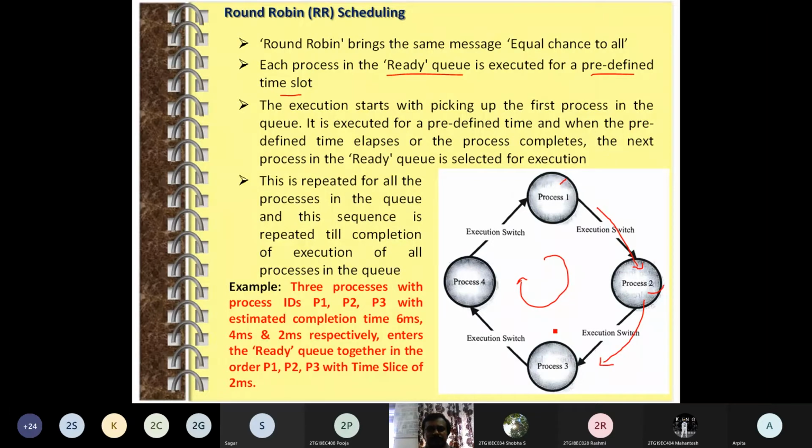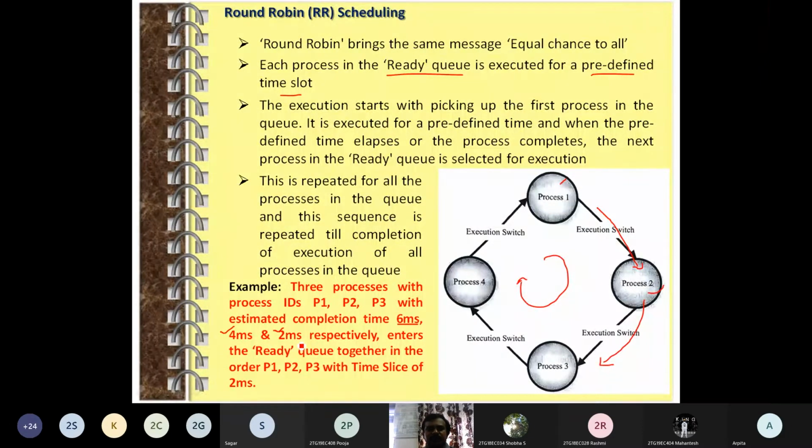So as an example, look at 3 processes with the process IDs P1, P2, P3 with estimated completion time for each process. Process 1 requires 6 milliseconds to complete. P2 needs to be executed within 4 milliseconds. That process needs that much CPU time. Then what about P3? It needs 2 milliseconds.